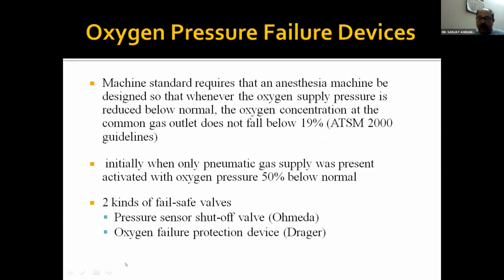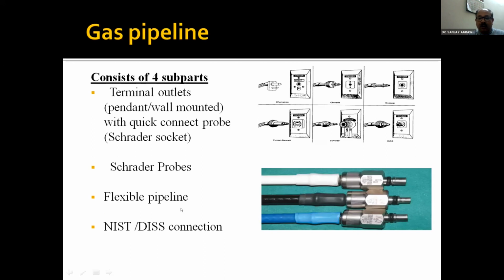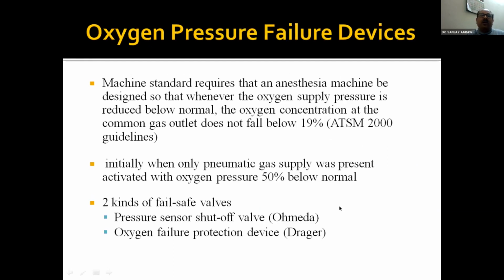This is another part which is very important in almost all the workstations that we are having: we are getting the oxygen supply from the pipelines, and this is what we are using there. Oxygen pressure failure devices.